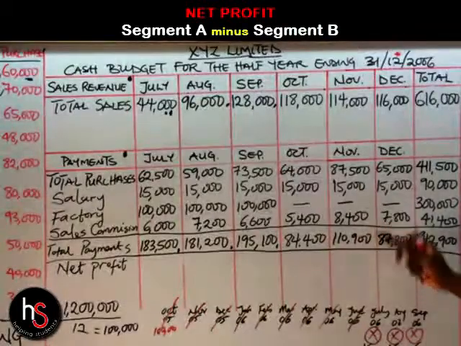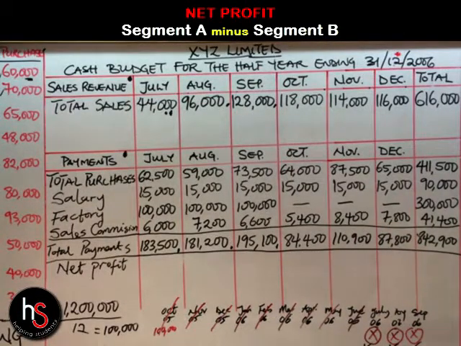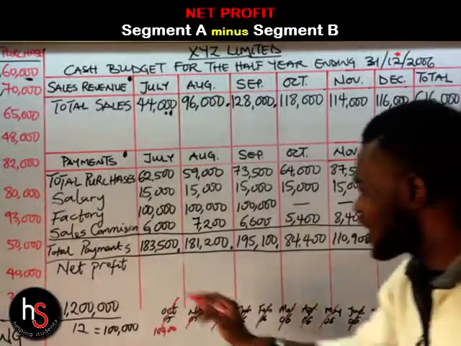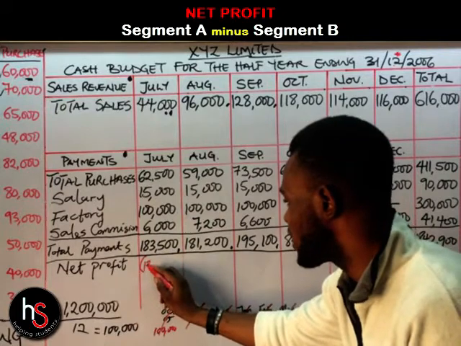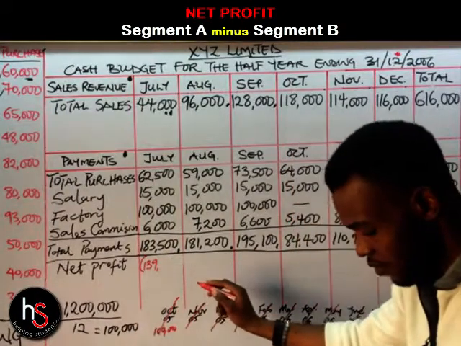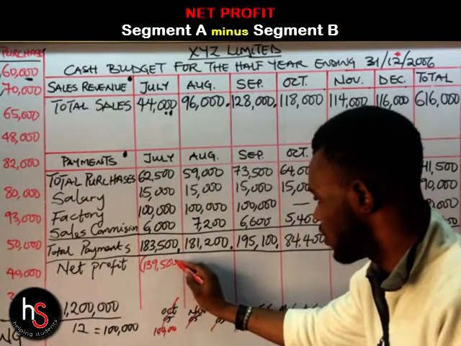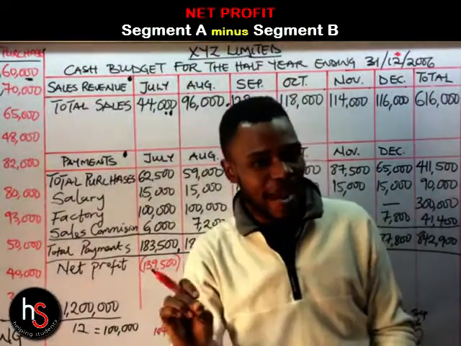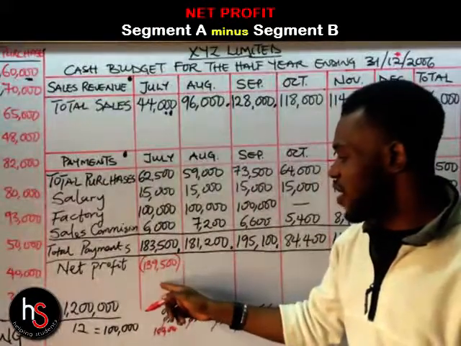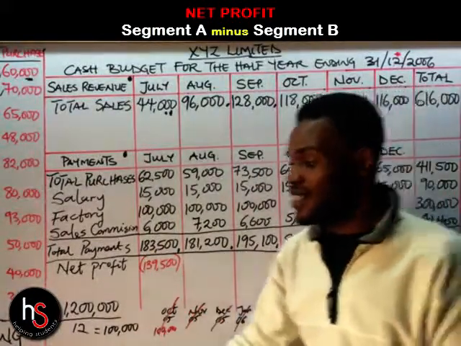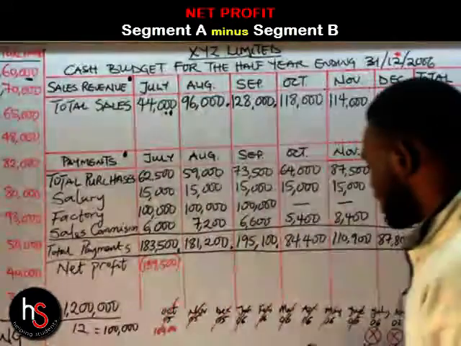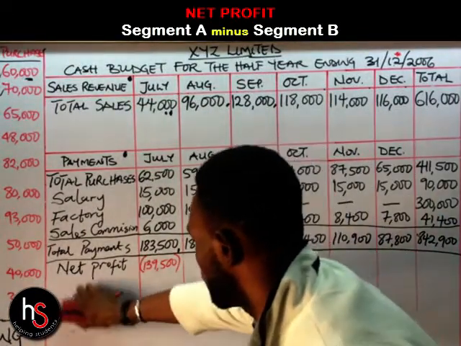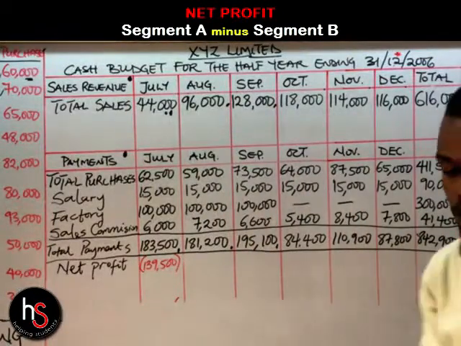All right, we'll continue that way. Okay, so 44,000 minus 183,500 gives us 139,500, not just 139,500 but minus 139,500. That is the reason why it is represented in brackets. So let us proceed.